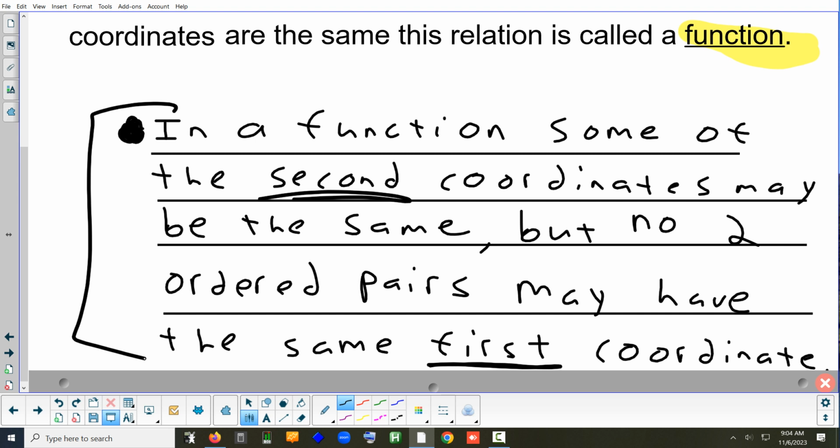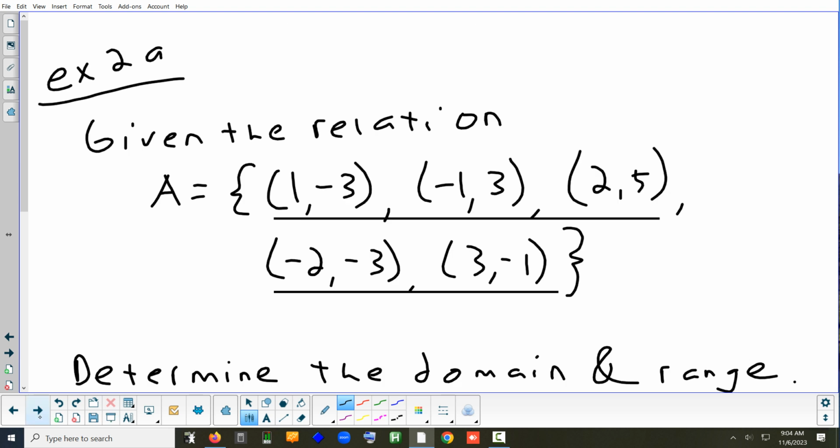All right, so we started by talking about relations, which are just a bunch of coordinates, and now we're talking about a function, which is a group of coordinates where the first number never repeats. All right, let's look at this one. Here's the relation. I'm calling this group of coordinates A. It's at the top of the second page. And this time they're asking us three things. What's the domain? What's the range? And is it a function?